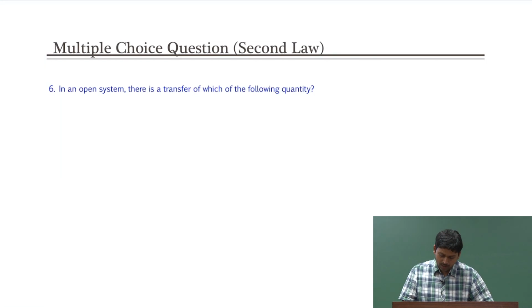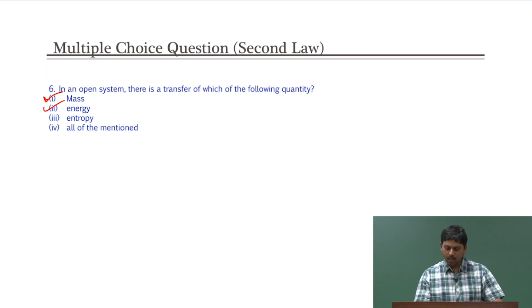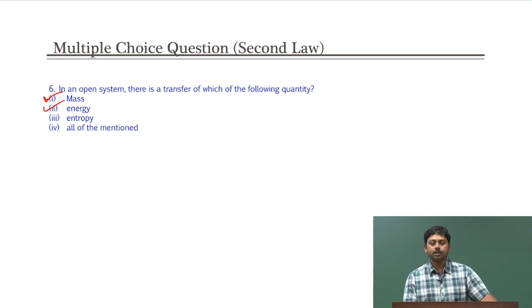Next question, in an open system there is a transfer of which of the following quantity? Mass, energy, entropy, or all the above mentioned. Now, you know that this is a simple problem, because by definition, whenever you talk about an open system, there is a change in both mass and energy. Now, will the entropy also change? Now, let us say we talk about an open system.